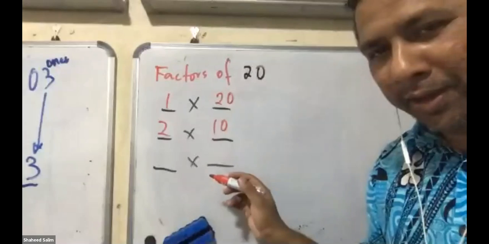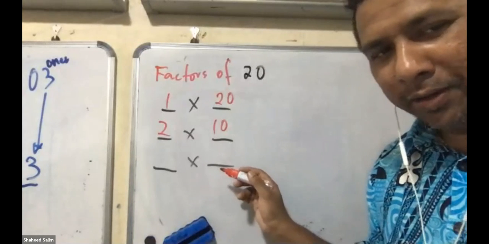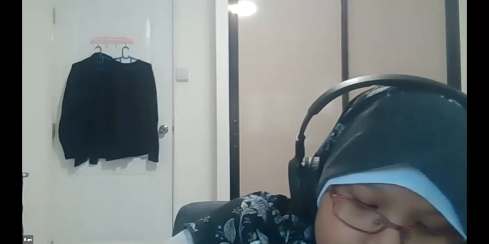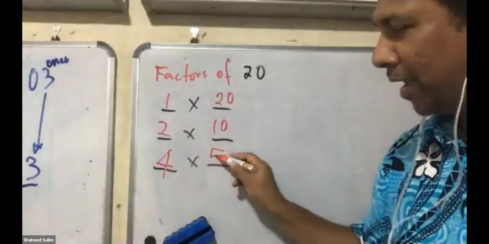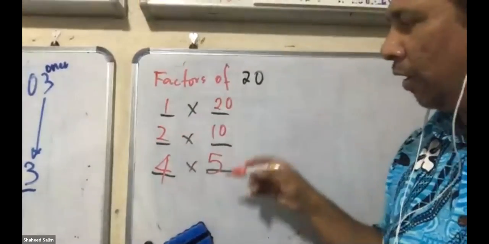3 cannot. Times table of 3. Naomi can? Auni? Anyone? 4 times 5. Okay. Now, these are all the factors of 20.